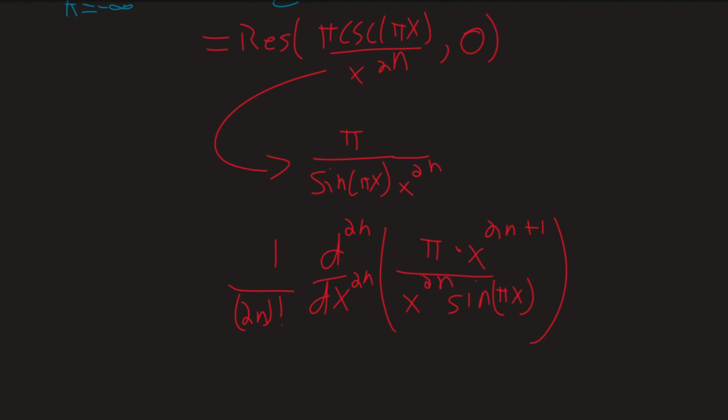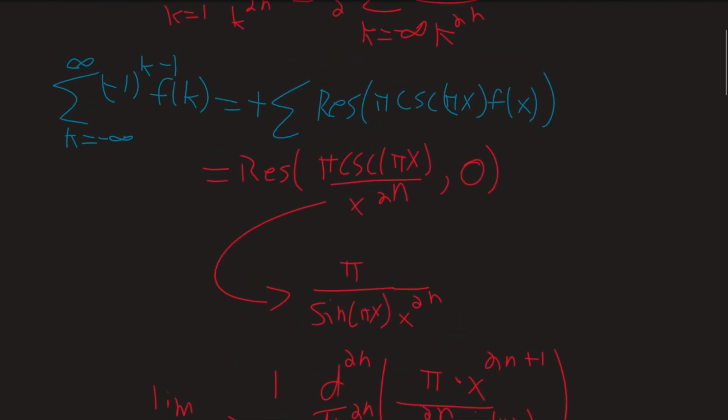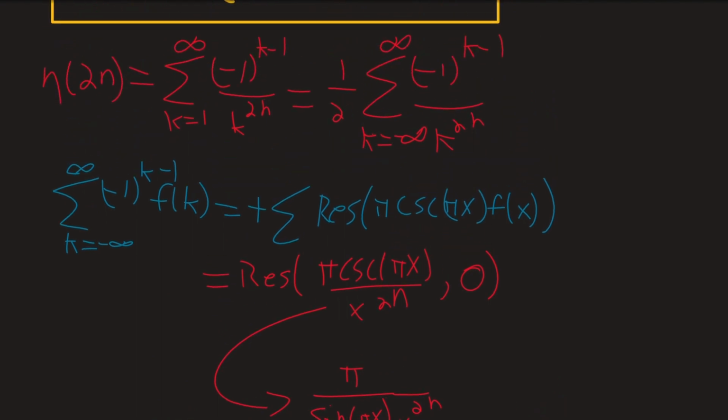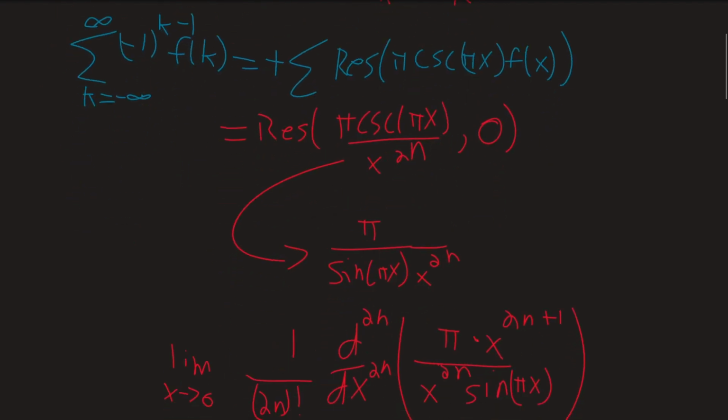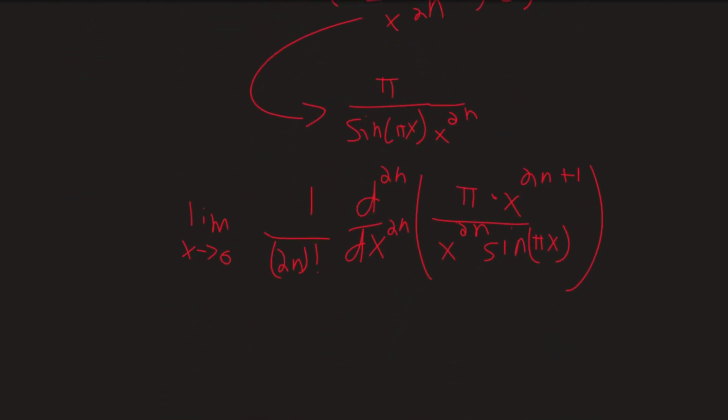And this is going to be the limit as x approaches 0. But one thing to note is that we are currently finding the residues for this series right here. But this series is actually just 1/2 of what we actually want to be evaluating, which is our zeta. So what I'm going to do is just say this is 1/2 of all that, and then just set zeta of r to n equal to that.